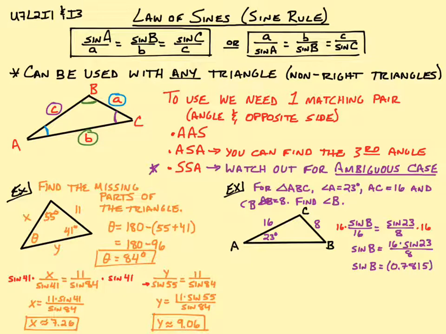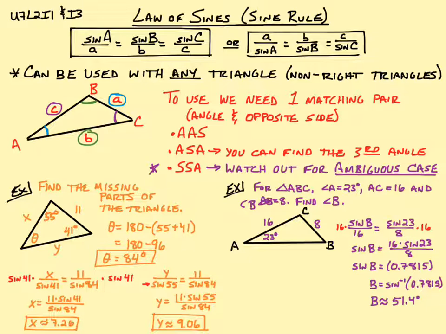I just threw that whole thing into my calculator. I don't want to know what sine b is. I want to know what angle b is. So I'm going to do the inverse of sine of that same value, and I'll get b is approximately 51.4 degrees. Alright, so now how does this ambiguous thing work?